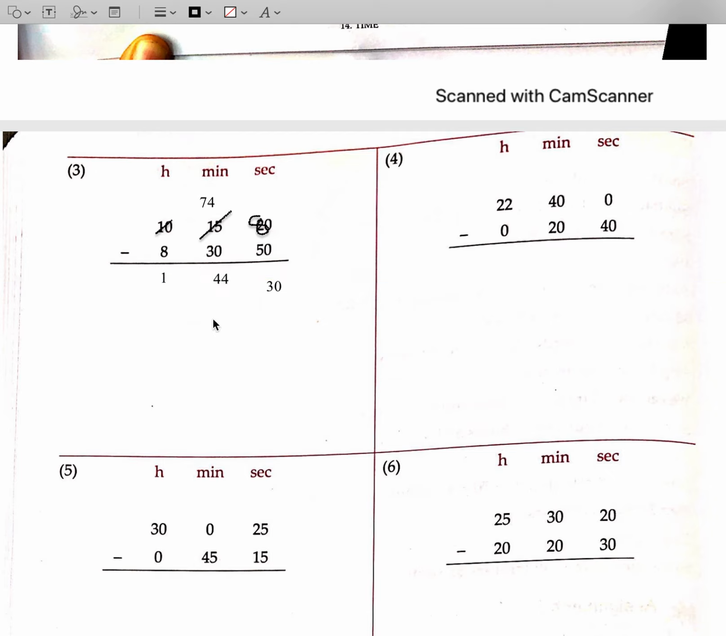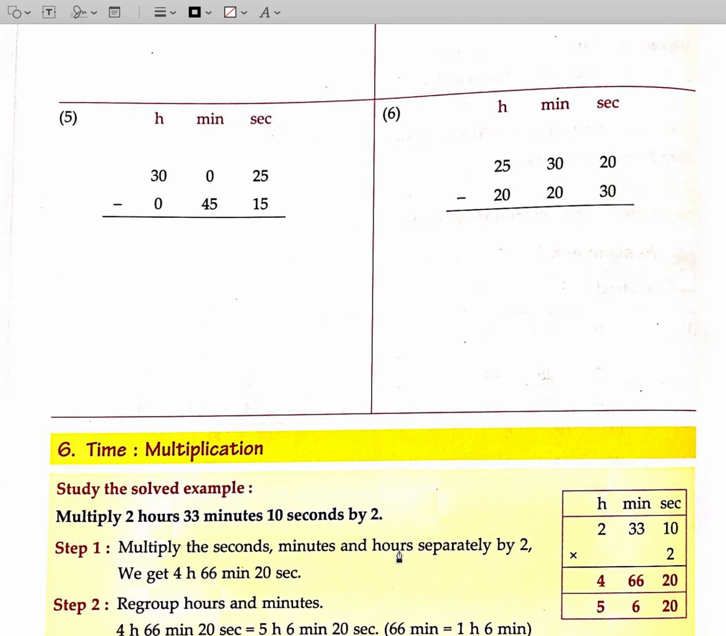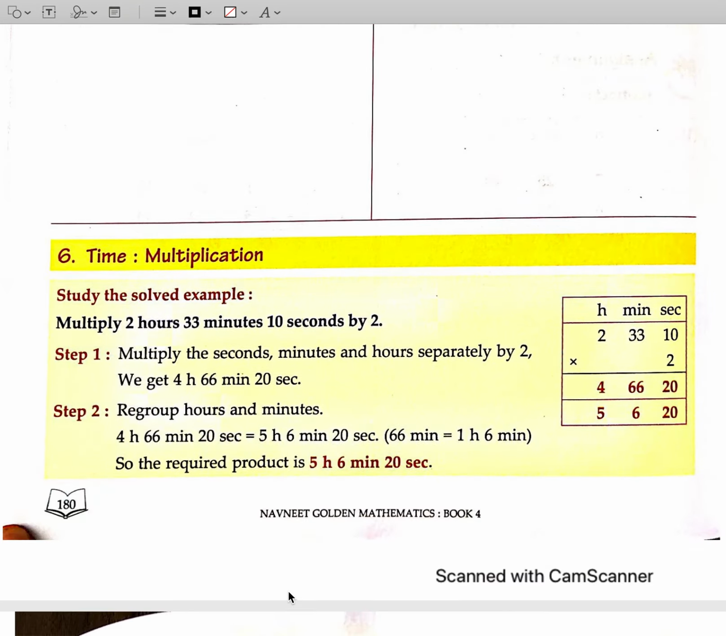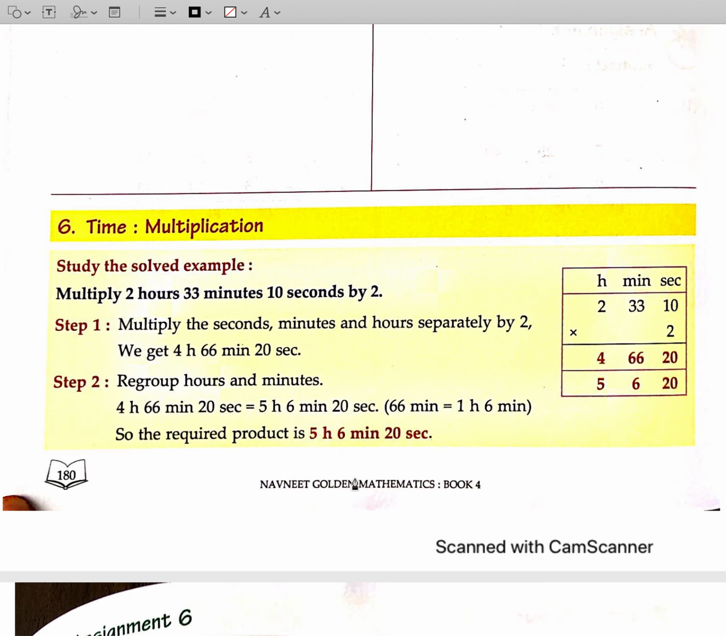Here is an example I solved using borrowing. Now you can do the rest of the sums on your own at home. In the next video, we'll continue with multiplication and division.